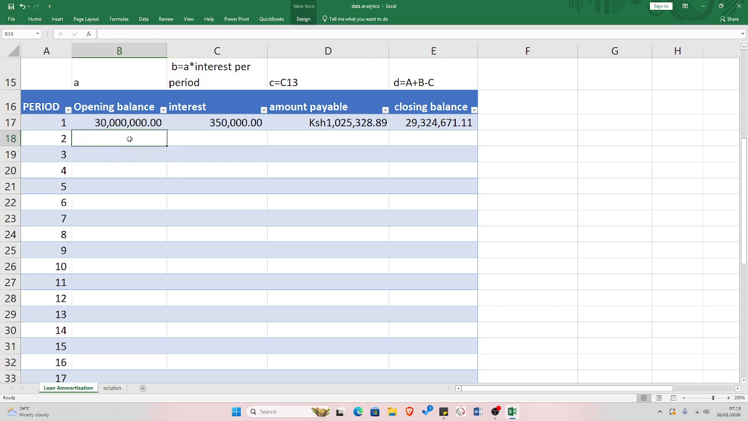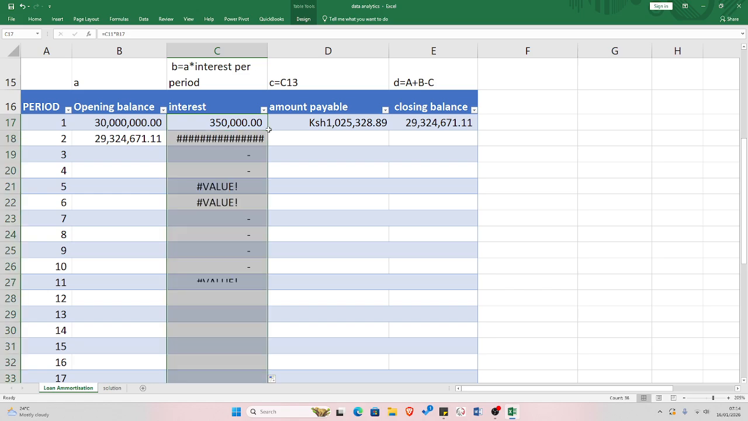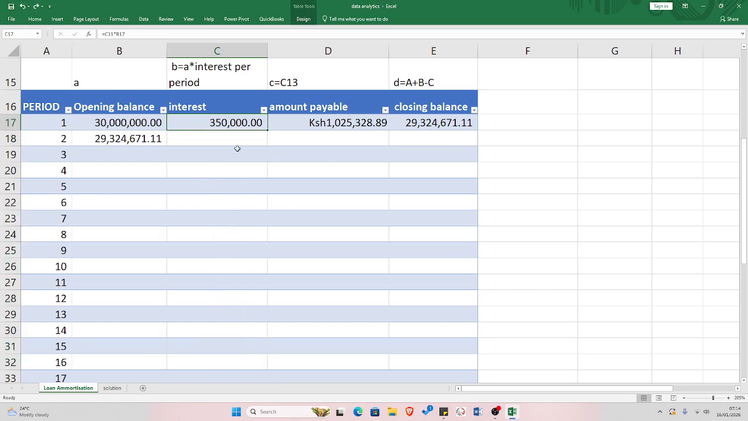So from that, I'll ask if this is the closing balance. You always know the closing balance is equal to the opening balance, so my opening balance is equal to the closing balance of the previous year. Now you realize I don't need to repeat this formula all over again. If I double click, it will give me some values, because the moment you double click, it is going to copy.